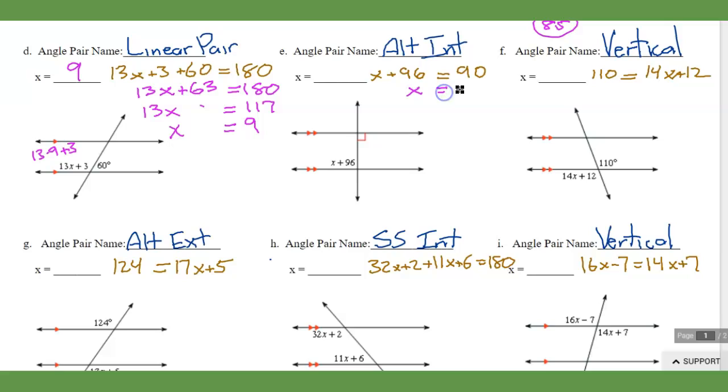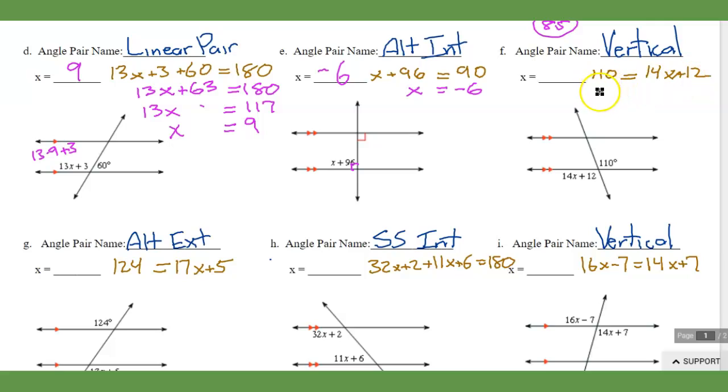Subtract 96 on both sides, get negative 6. That one's a little easier. You kind of see you need this. If you know this is 90 degrees, it just needs to be 6 lower than 96 to be a 90-degree angle. So that's a quick one.